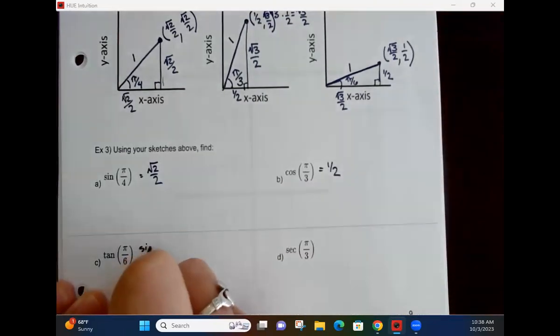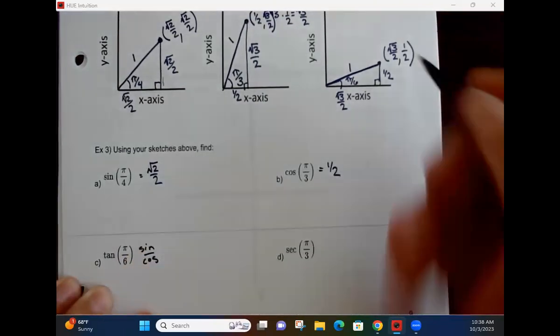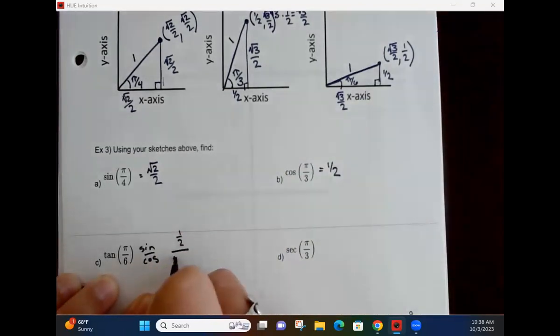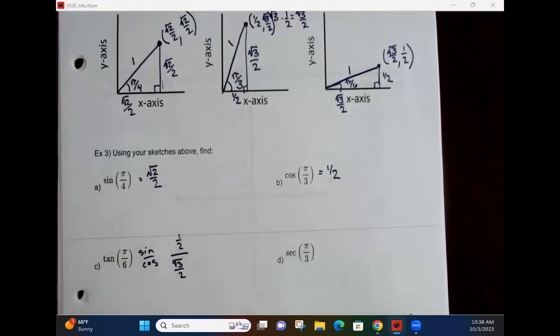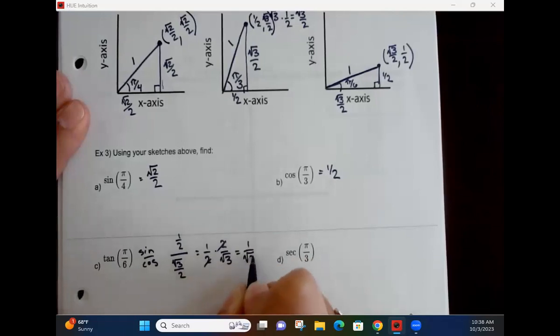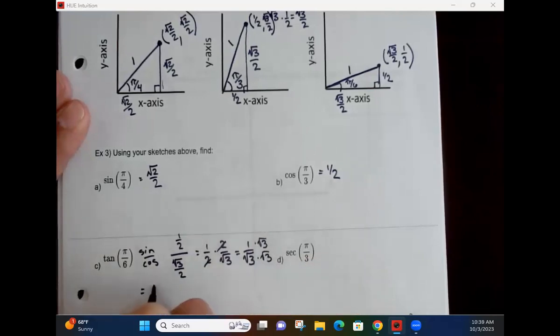If I want the tangent of pi over 6, here's pi over 6. Tangent is going to be sine over cosine. My sine, the y, is a half over cosine. That's root 3 over 2. I can set up that ratio using those coordinates. For this guy, I would have to flip and multiply. I would get 1 over root 3. So I've got to rationalize again. But we would get root 3 over, on the bottom, that'd be root 3 squared, which is just 3.